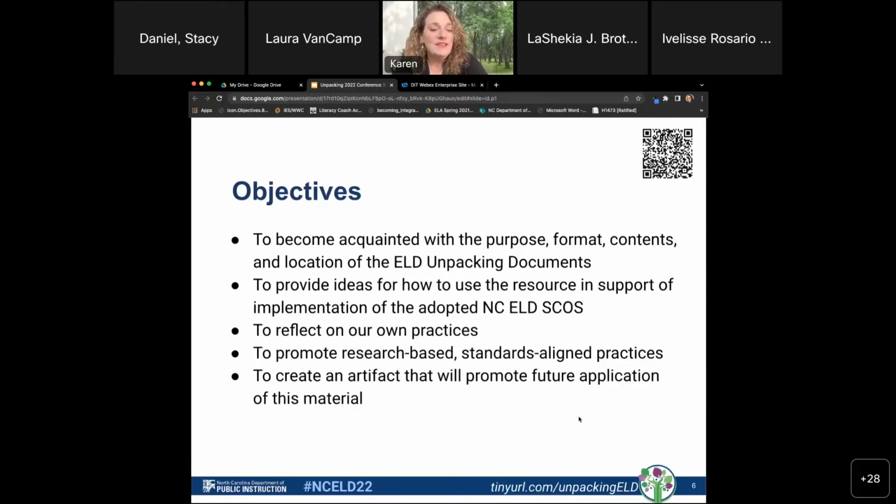And then we're going to create an artifact that will promote future application of this material in such a way that when you come back to school in the fall, or when you're reviewing this material in the fall, you'll be able to say, oh yes, I remember this. Okay, so let's move right along.